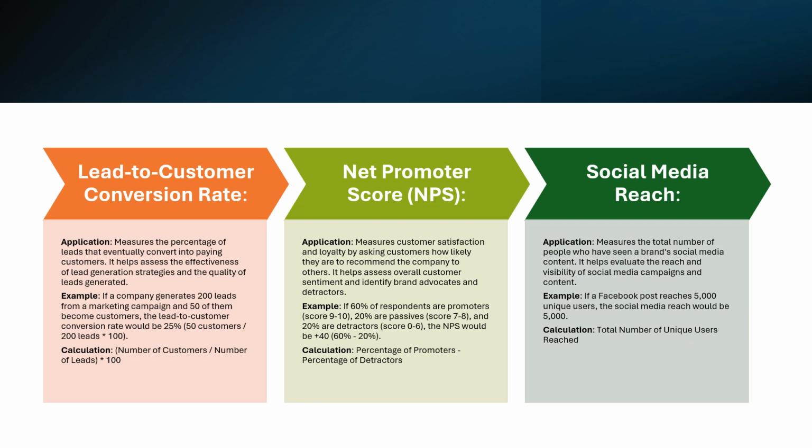Then comes your social media reach. This measures the total number of people who have seen a brand's social media content. That helps to evaluate the reach and visibility of social media campaigns and content. For example, if a Facebook post reaches 5,000 unique users, the social media reach would be 5,000. The calculation, you can see, is the total number of unique users reached. So this is all about the KPIs, how we calculate them and what the application is.